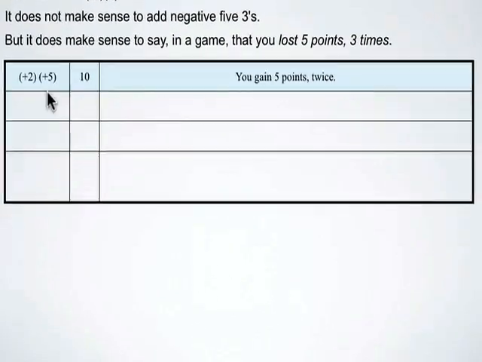So if we use this scenario of the game to think about all the different types of multiplications we can have with integers, positive 2 times positive 5 does give us 10. We gain 5 points twice. Positive 2 times negative 5 will be negative 10. We lost 5 points twice.